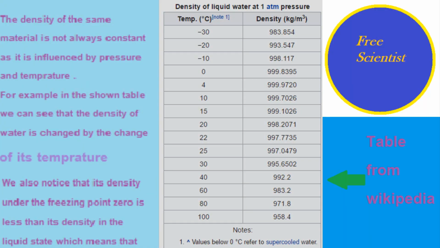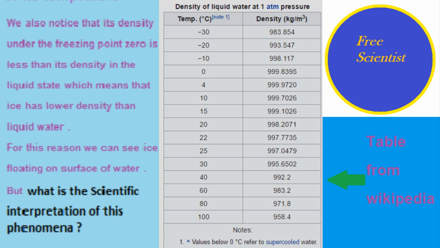The density of the same material is not always constant, as it is influenced by pressure and temperature. For example, in the shown table we can see that the density of water is changed by the change of its temperature. We also notice that its density under the freezing point, 0, is less than its density in the liquid state, which means that ice has lower density than liquid water. For this reason we can see ice floating on the surface of water.